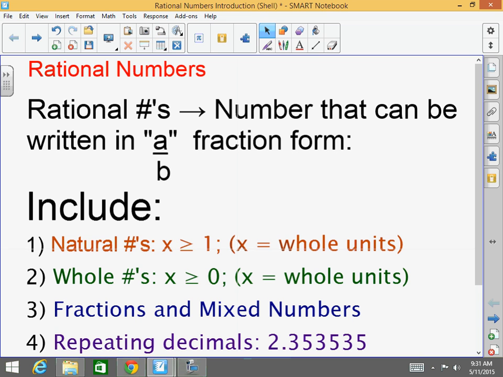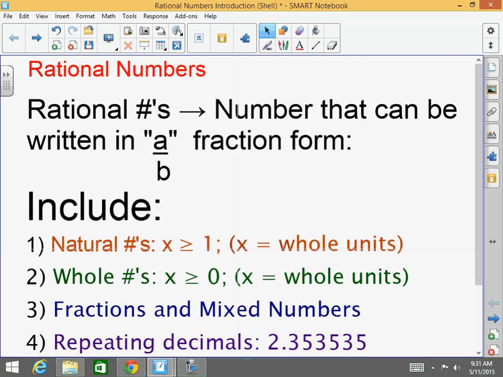Now, in order to really be able to work with rational numbers, you have to know what rational numbers are. A rational number is basically a number that can be written in a over b or fraction form. If you could write a number as a fraction, it is called a rational number. So what does this include?